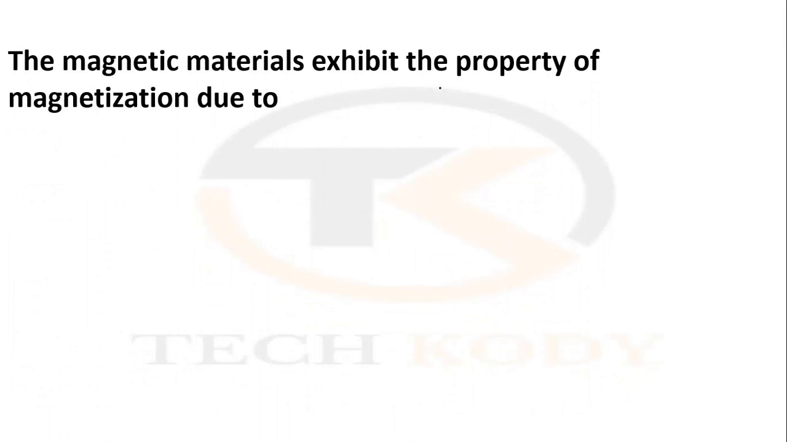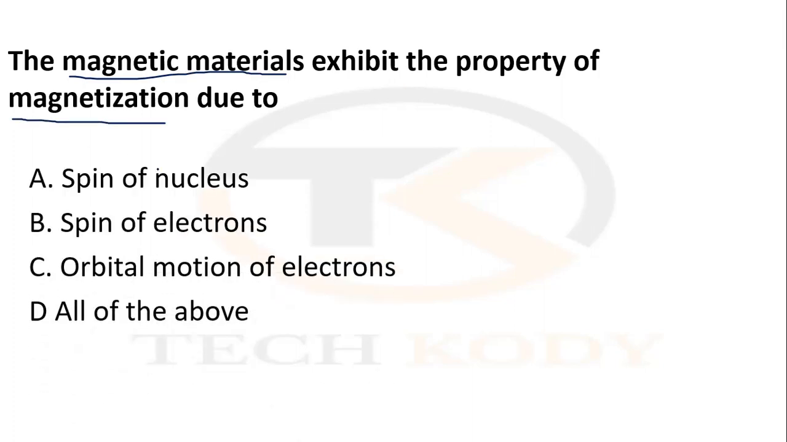The magnetic material exhibits the property of magnetization due to spin of the nucleus, spin of the electrons, orbital motion of the electrons, or all the above. The option is all the above. These three are the causes of magnetization.